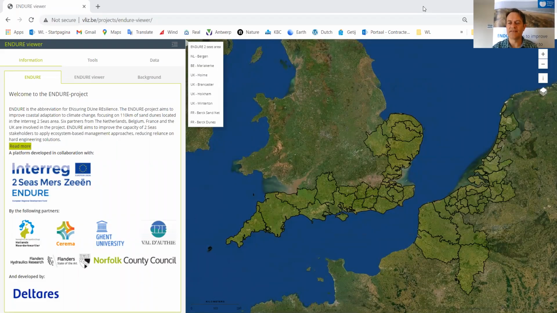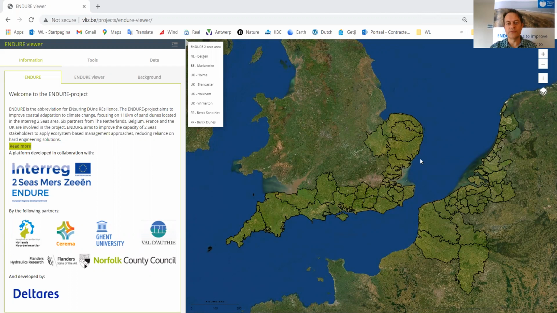Hello everybody, I'm Sebastian. I'm working for Flanders Hydraulics Research in Belgium, and together with 5 other partners, we developed many tools in this project in order to improve coastal adaptation to climate change. And we are focusing on the sand dunes located in the Interreg 2 Seas area. This area can be seen in a brighter green in this map.